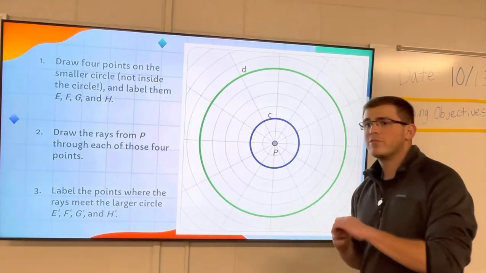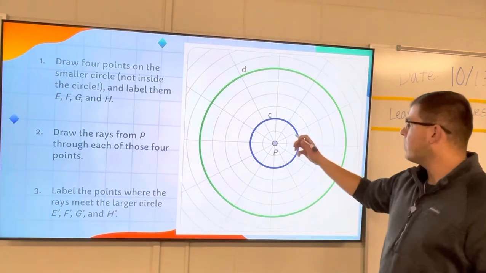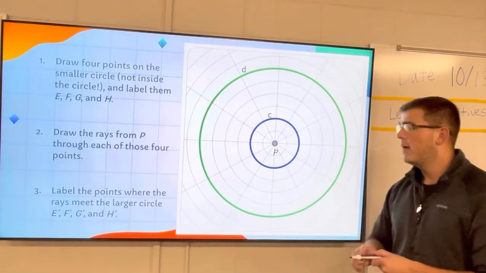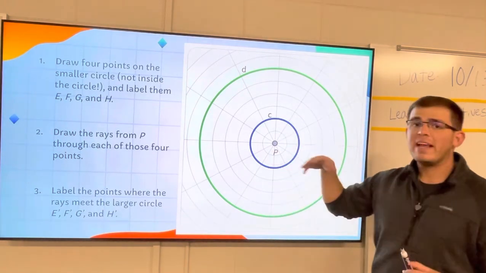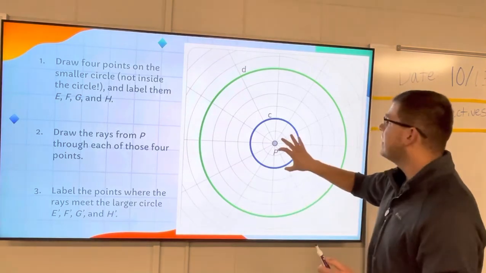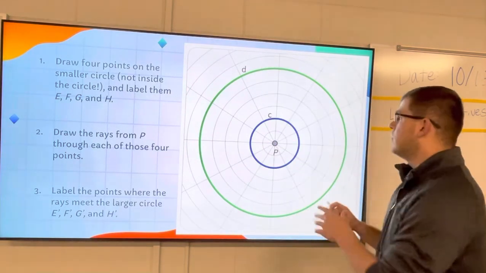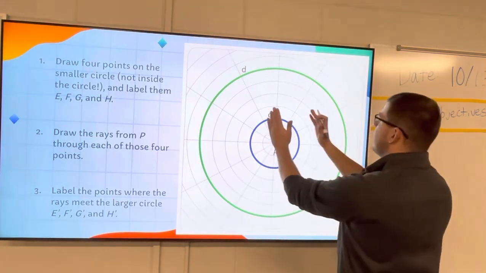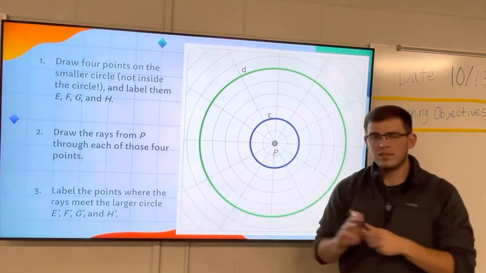So scale factor means I'm going from the smaller one to the bigger one. What do I have to multiply by? Every unit is going to be multiplied a certain number to give you the bigger one. So I'm going to take C, I'm going to multiply every point by some number, and then every point is going to grow out to become D.